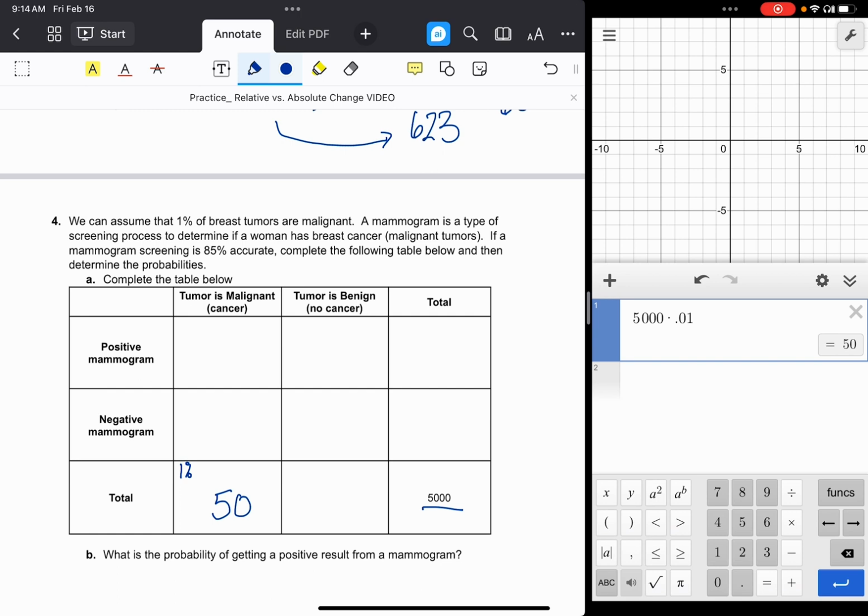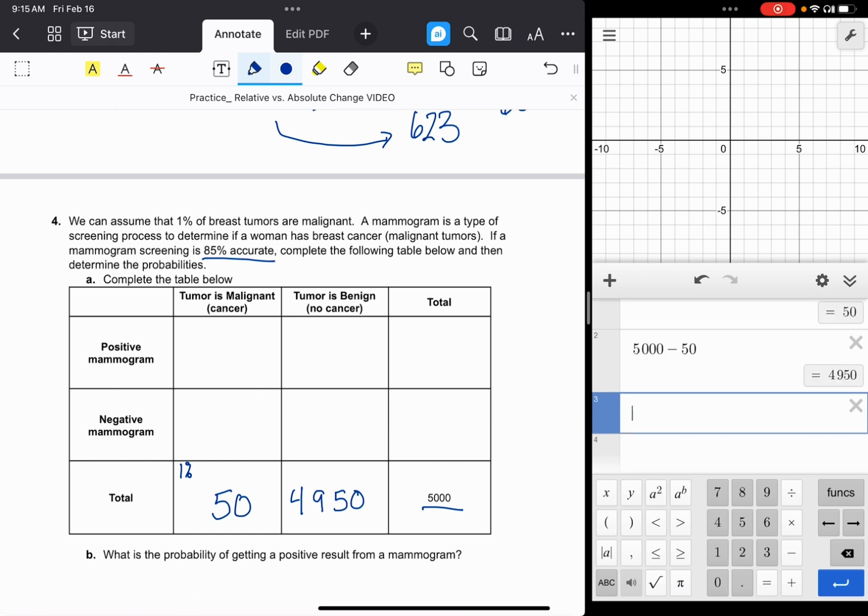And so if 50 women have tumors, then everyone else does not. So, 5,000 minus 50. So that's 4,950 don't. All right, the tests are 85% accurate. So of those 50 women, 85% of them are going to come back with a positive test. So if I put 50 times 0.85, you'll notice, I have 42.5. So yes, technically at 0.5 we round up, but we could also round down.